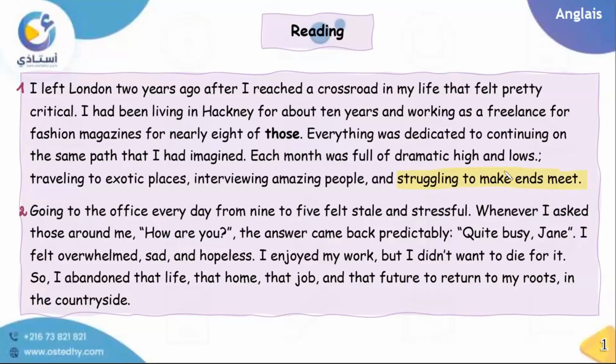What does this expression mean? Make ends meet. What does this mean? It means to have enough money to live on. Okay, to have enough money to live on, to get through the month if you want. So this is the correct statement, which is in line 5.